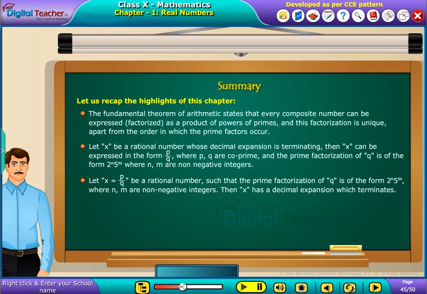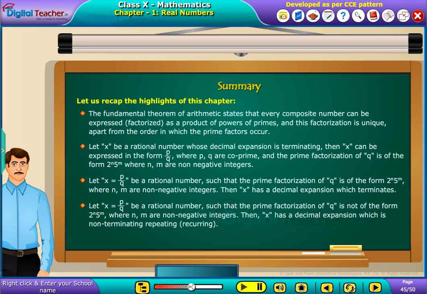Let x equal to p by q be a rational number, such that the prime factorization of q is of the form 2 power n, 5 power m, where n, m are non-negative integers. Then x has a decimal expansion which terminates. Let x equal to p by q be a rational number, such that the prime factorization of q is not of the form 2 power n, 5 power m, where n, m are non-negative integers. Then x has a decimal expansion which is non-terminating, repeating, or recurring.